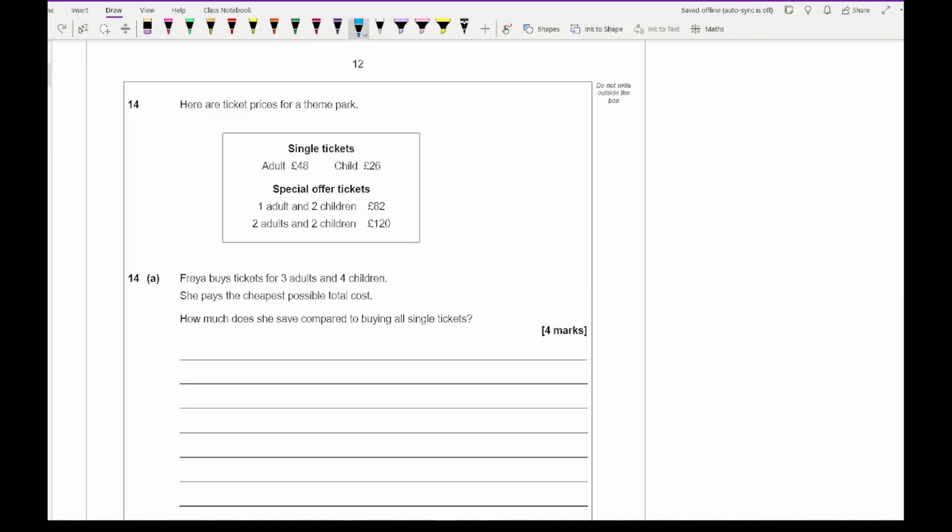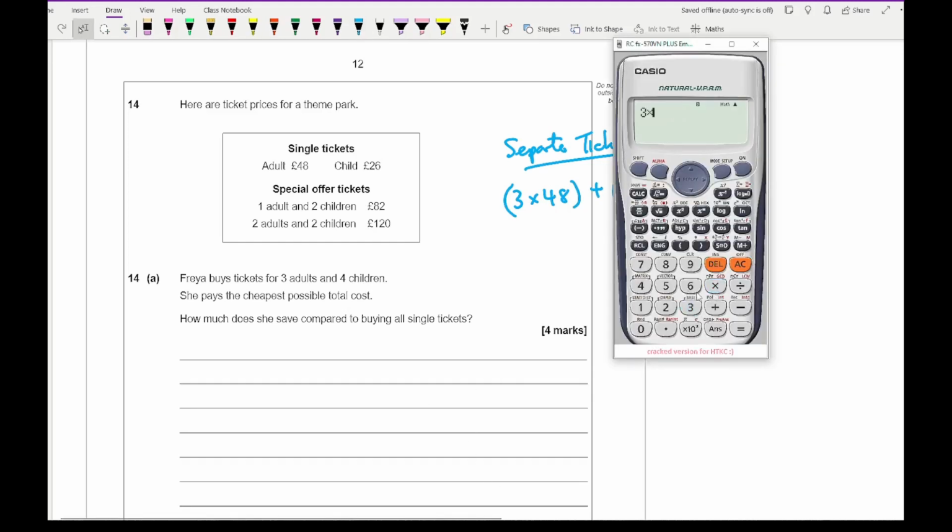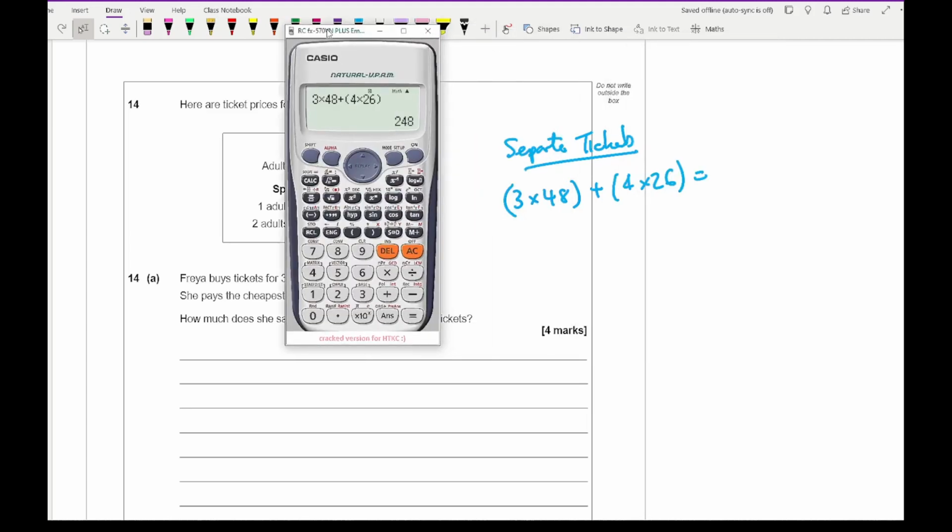So in terms of separate, let's just do that up here so we've got the screen. So separate tickets is going to be 3 lots of 48 plus 4 times 26. Now if I type that into my calculator, what do I get? Well, 3 times 48 plus 4 times 26, and it comes up to a total of £248.